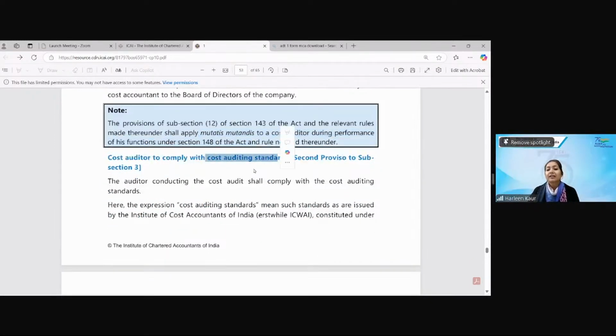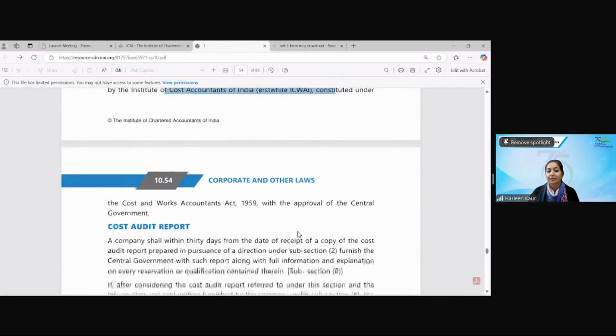Cost auditor किससे comply करेगा? With the cost auditing practices. A chartered accountant needs to comply with the standard auditing practices and standard accounting practices. The cost auditor needs to comply with the cost auditing standards set up by the Institute of Cost Accountants of India. They have set this up under the Cost and Works Accountants Act with the approval of the central government.